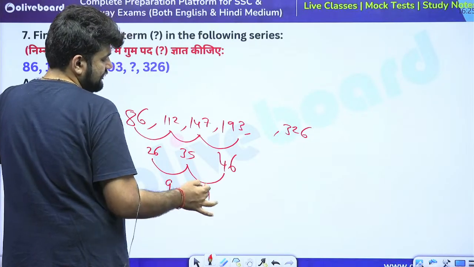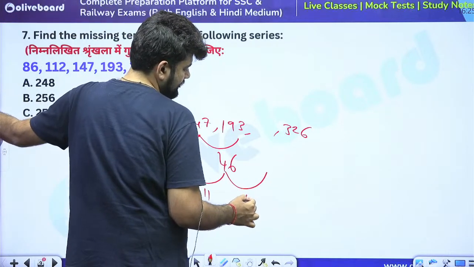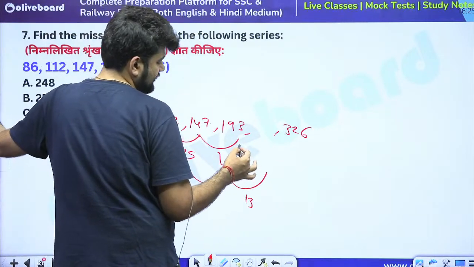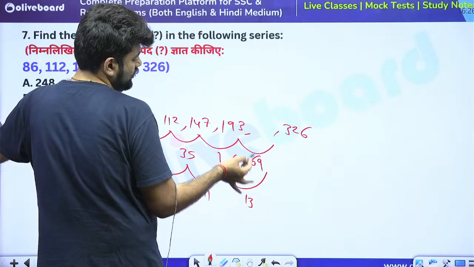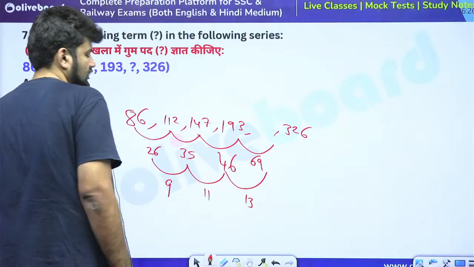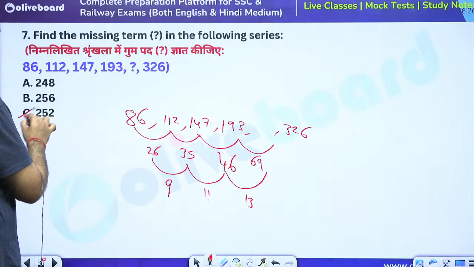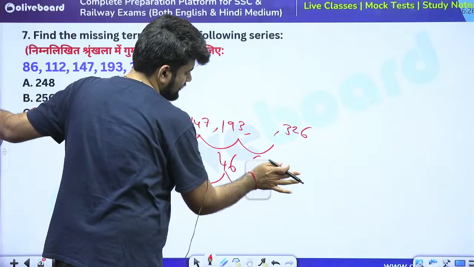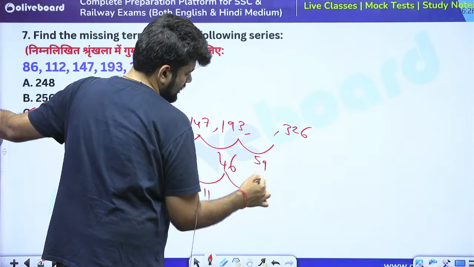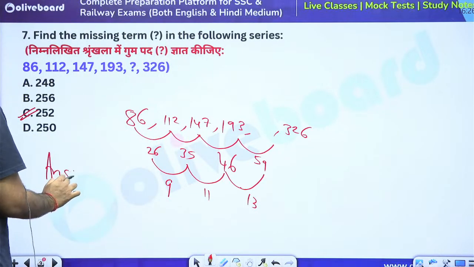Now after 9 and 11, what can be the probable answer? This is an odd number. So 9, 11, the next one we'll have is 13 probably. Now 46 plus 13 is 69. So we'll add a 69 here to get our answer. 193 plus 69. 192 plus 70 is 262. No, sorry, it's not 69, it's 59. So it's 252, option C is the right answer.